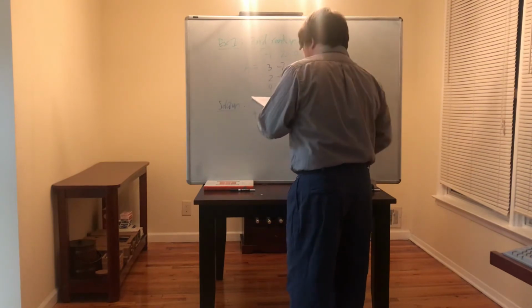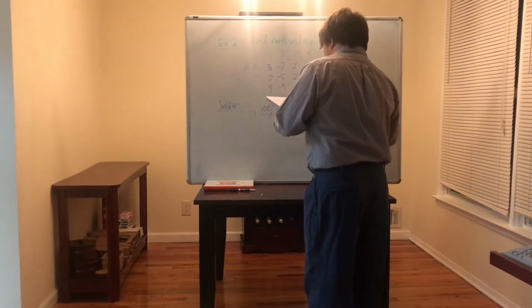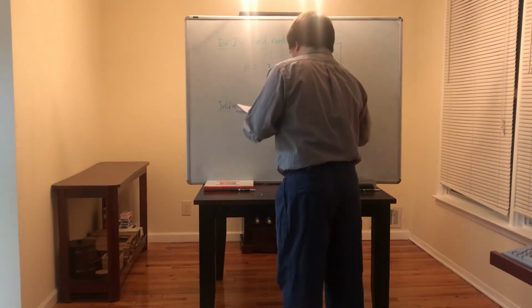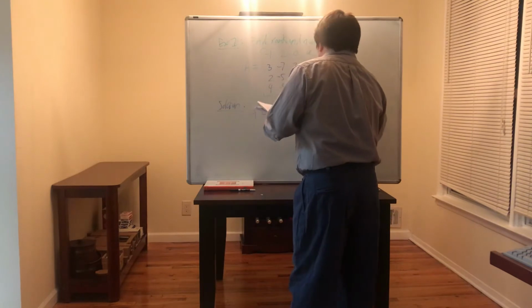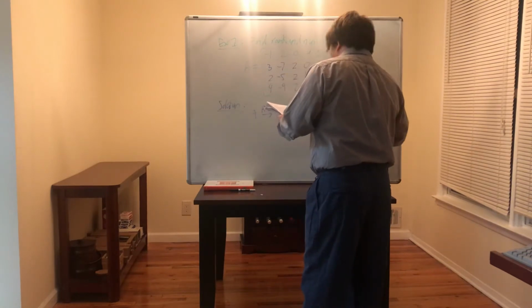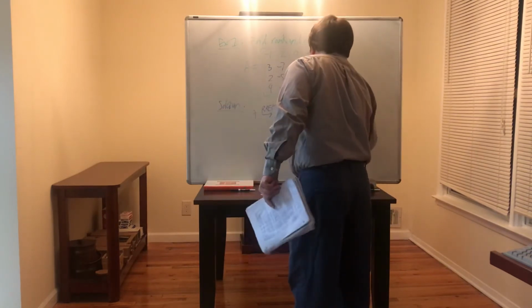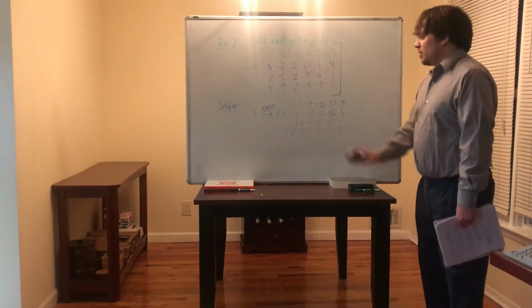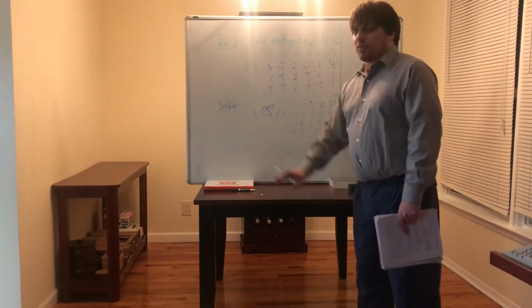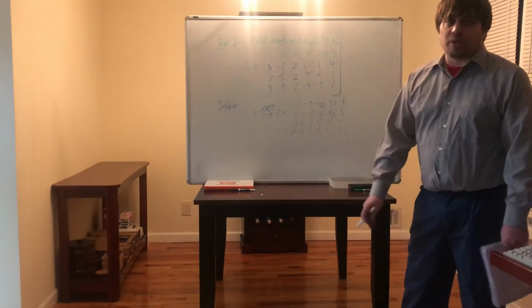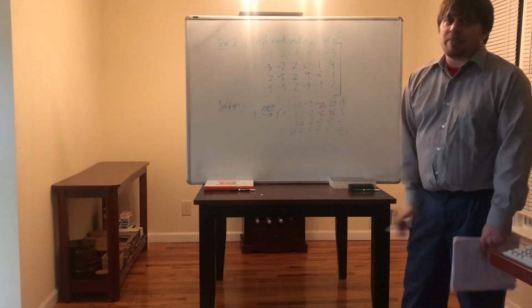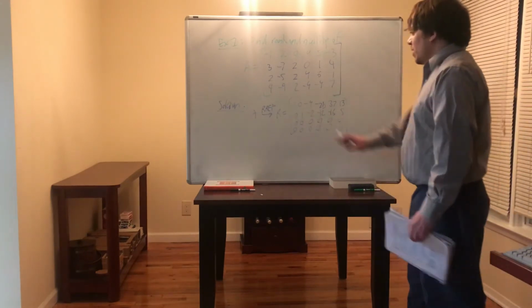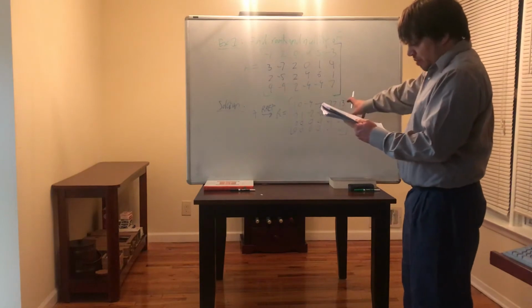1, 0, negative 4, negative 28, 37, 13, 0, 1, negative 2, negative 12, negative 16, 5. Everything else is zeros. The other two rows are zeros. So we get this matrix R. It's the reduced row echelon form of A, right? There's only one reduced row echelon form of a matrix. There could be infinitely many row echelon forms, but there's exactly one reduced row echelon form.